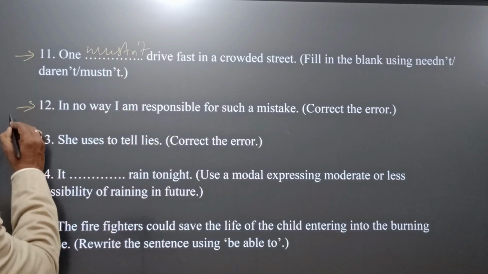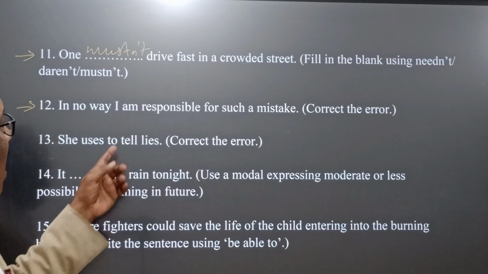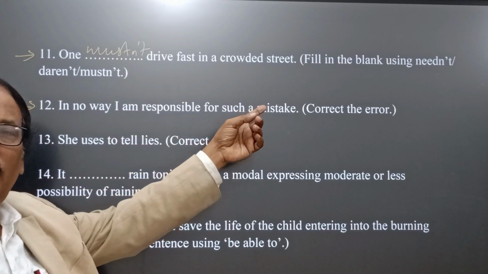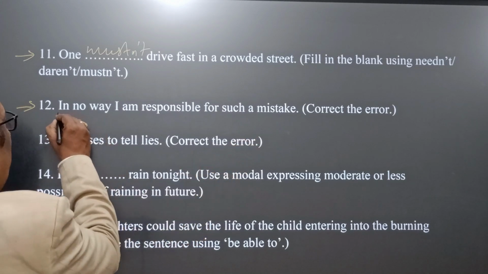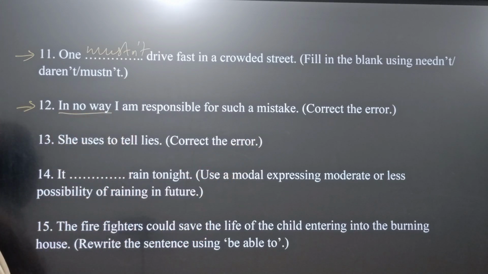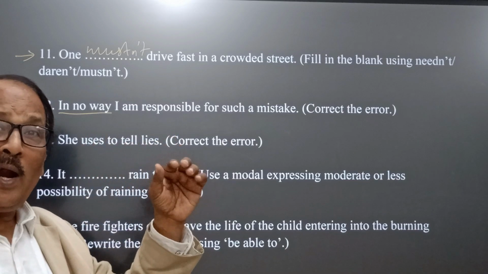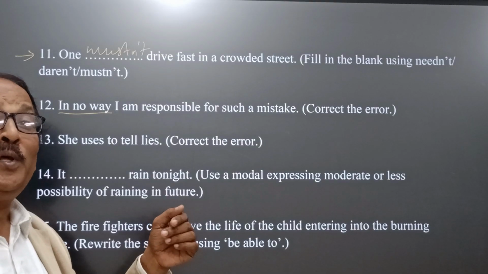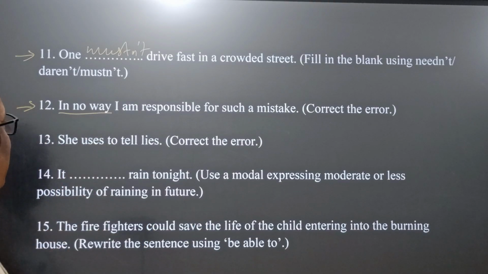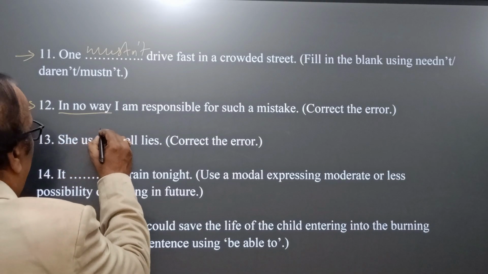Question number 12. In no way I am responsible for such a mistake. Instruction is correct the error. In no way is a negative phrase. Whenever a negative phrase or word is used at the beginning, definitely inversion happens. The right answer is in no way.